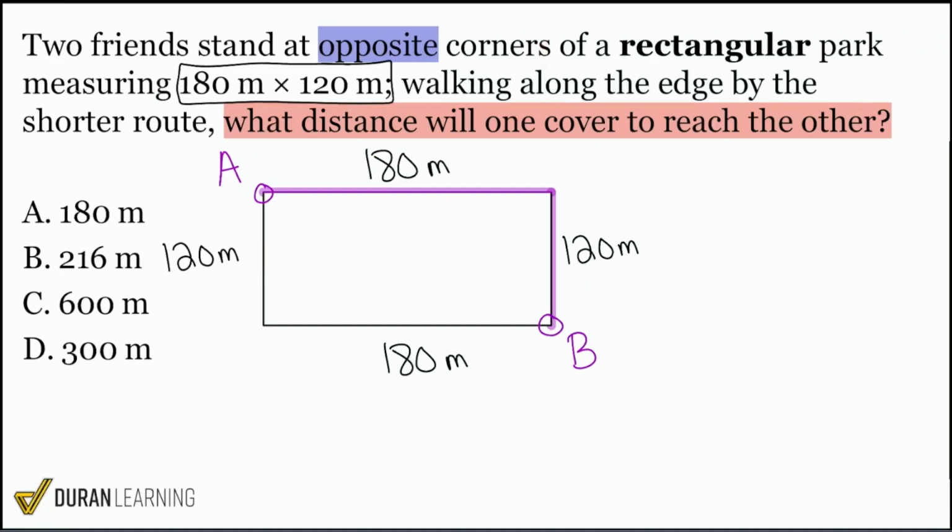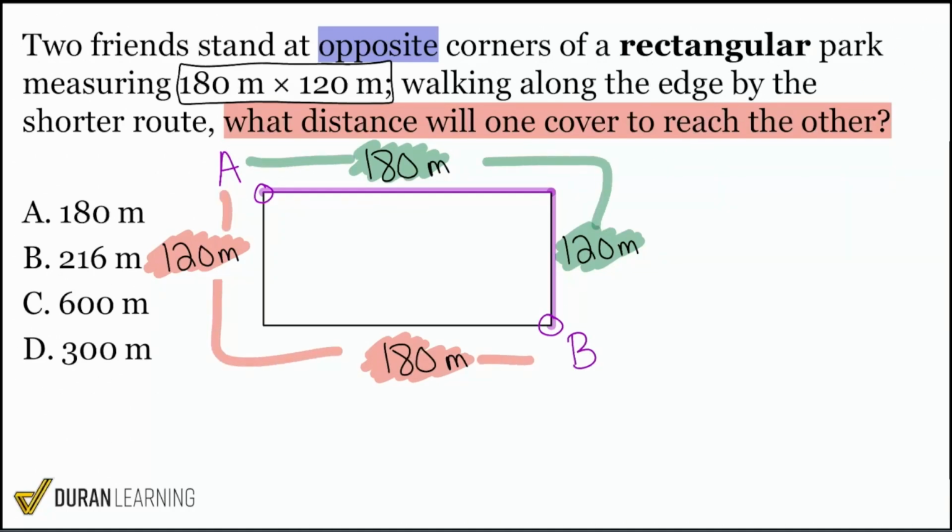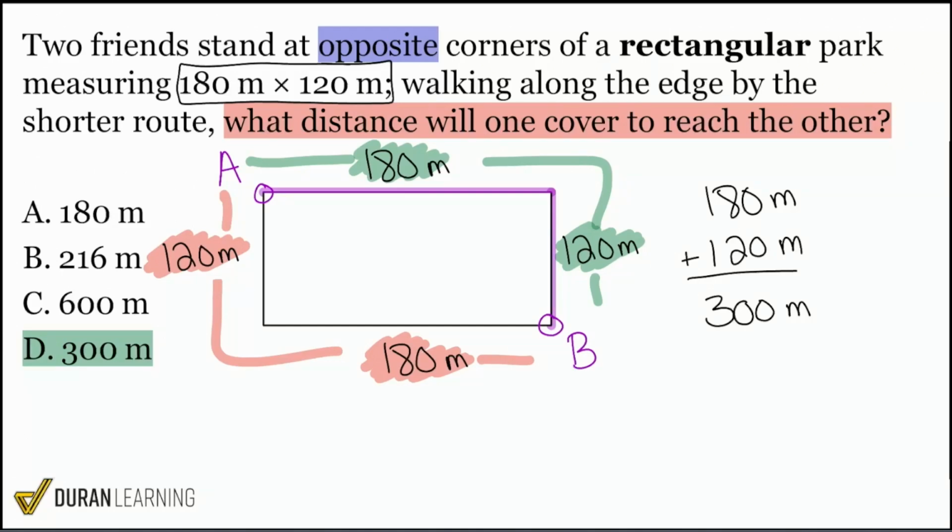And so with that, it's just going to be 180 and 120 added together. It doesn't matter which way you go, because if you go the opposite way, it would still be 120 and 180 added together. Either way, totally fine. It's the same exact value for the distance. 180 meters plus 120 meters gives us 300 meters. Making the choice that's correct here, answer choice D.